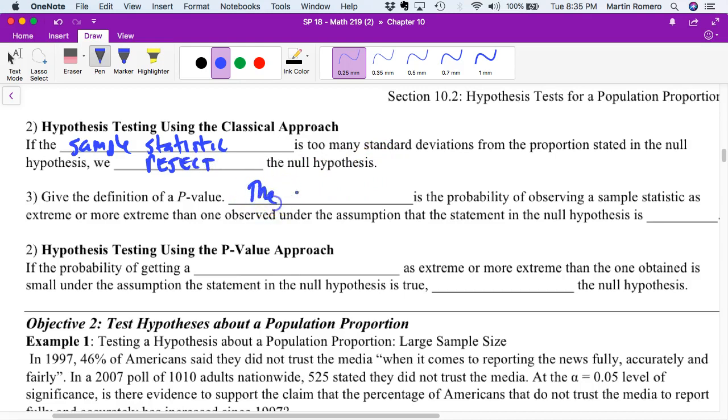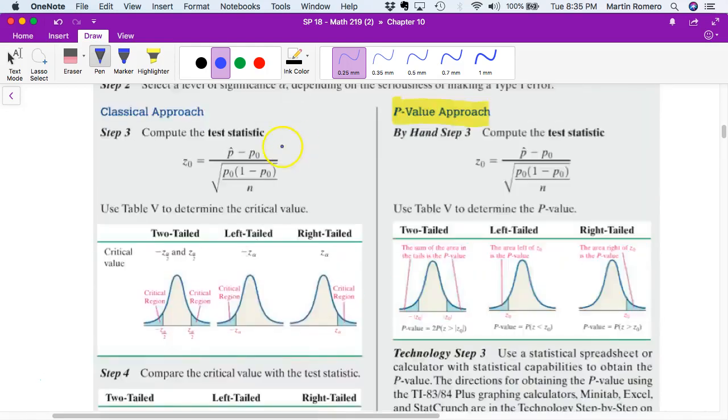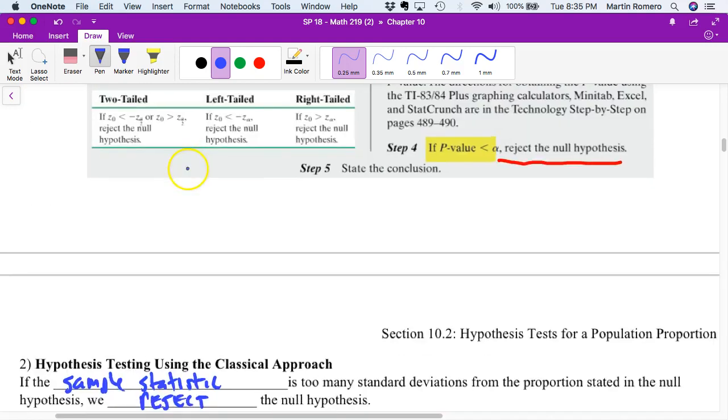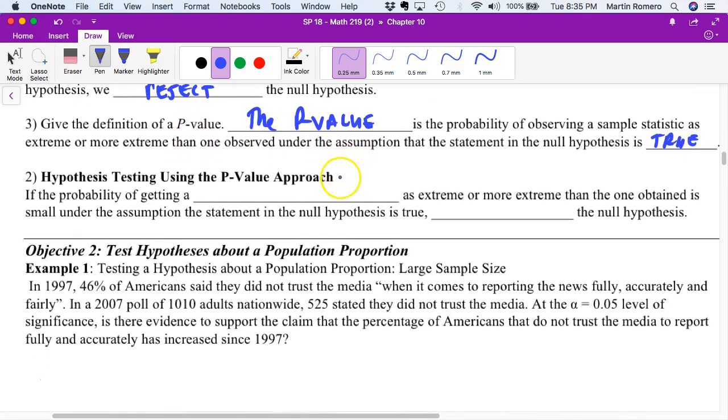Well, we definitely need to know this. The p-value, when you calculate it, is a probability. It's the probability of observing a sample statistic as extreme or more extreme than the observed one under the assumption that the statement of the null hypothesis is true. And so we're looking for the likelihood, basically, that the alternative hypothesis may be true, and that would be the p-value under our given assumption.